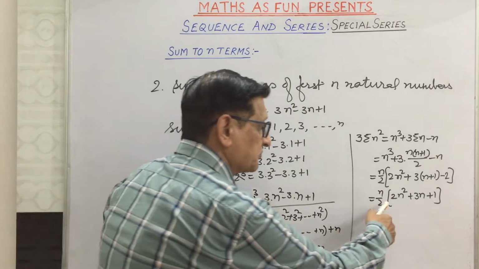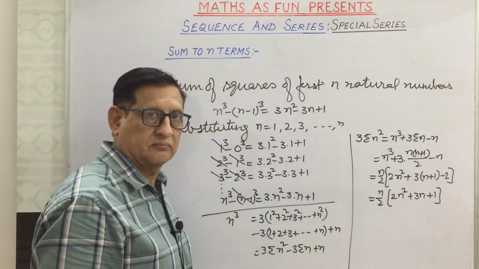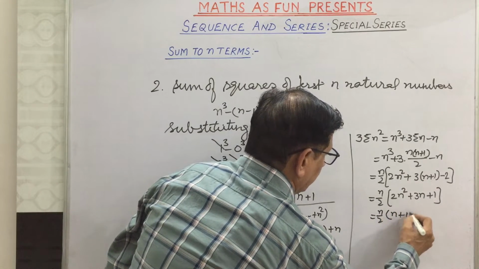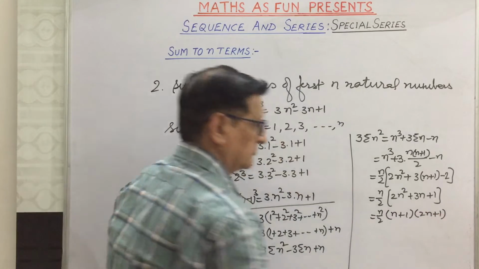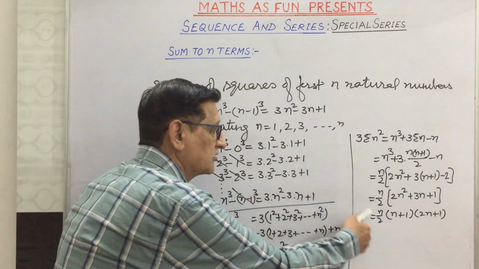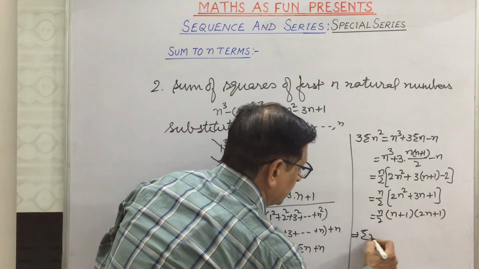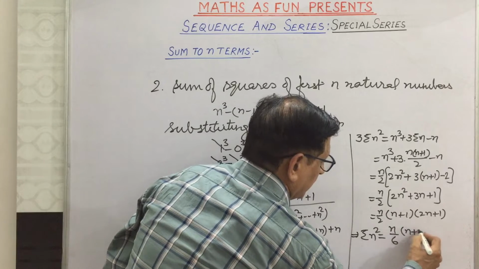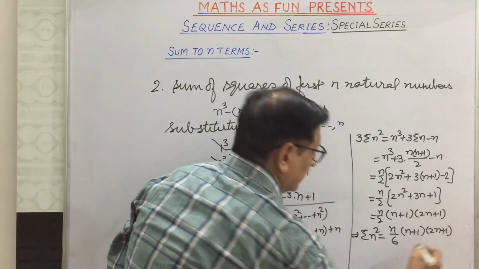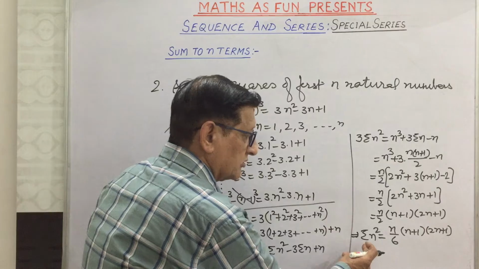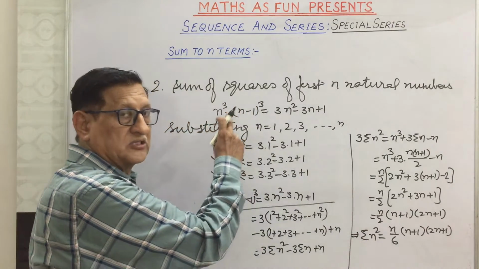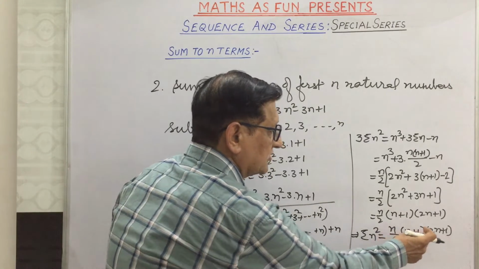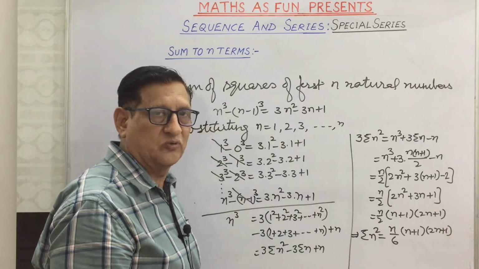We know we can apply the split method to find the factors of it. And the factors of this will be n plus 1 into 2n plus 1. Transposing 3 onto this side, we will be getting sigma n square is equal to n by 6 into n plus 1 into 2n plus 1. So we can remember this as sum of the squares of first n natural numbers, that is given by n upon 6 into n plus 1 into 2n plus 1.